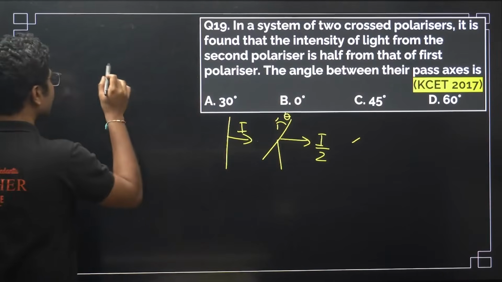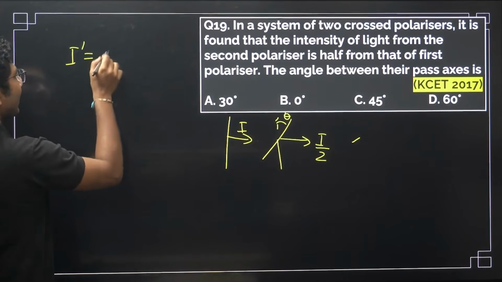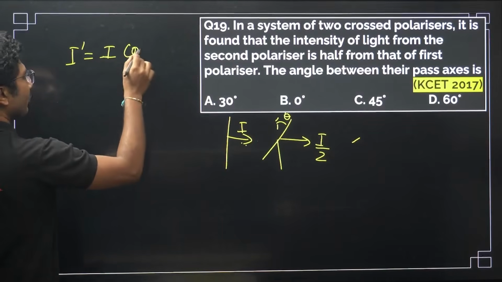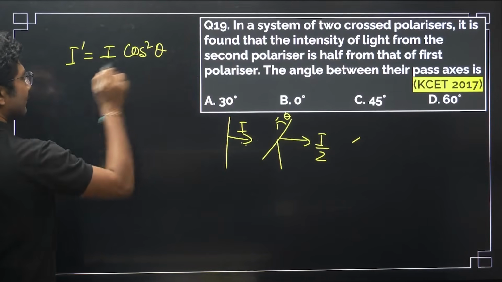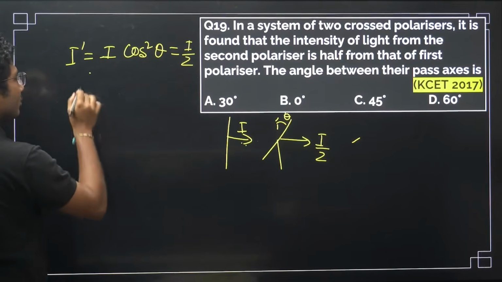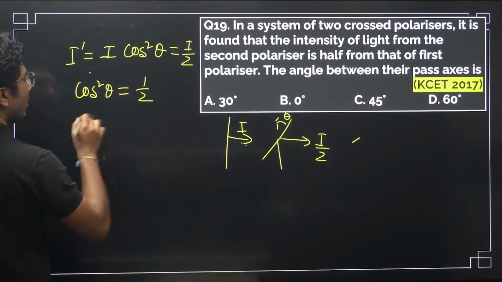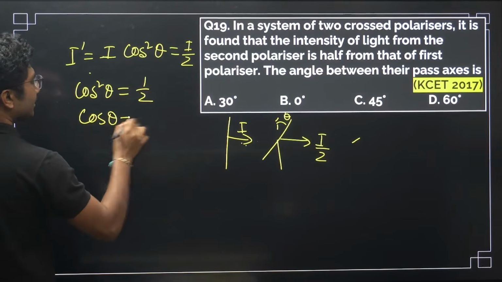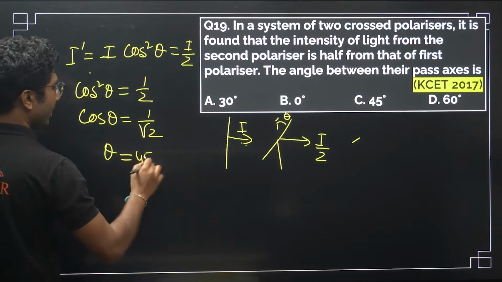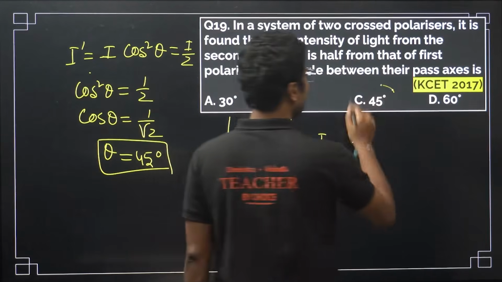Now from Malus law, we know that the final intensity is given by the original intensity times cos square theta. This value is already given as half of that, so it will be I by 2. So cos square theta must be equal to half, or cos theta must be equal to 1 by root 2, or theta must be equal to 45 degrees. So the correct answer is 45 degrees, option C.